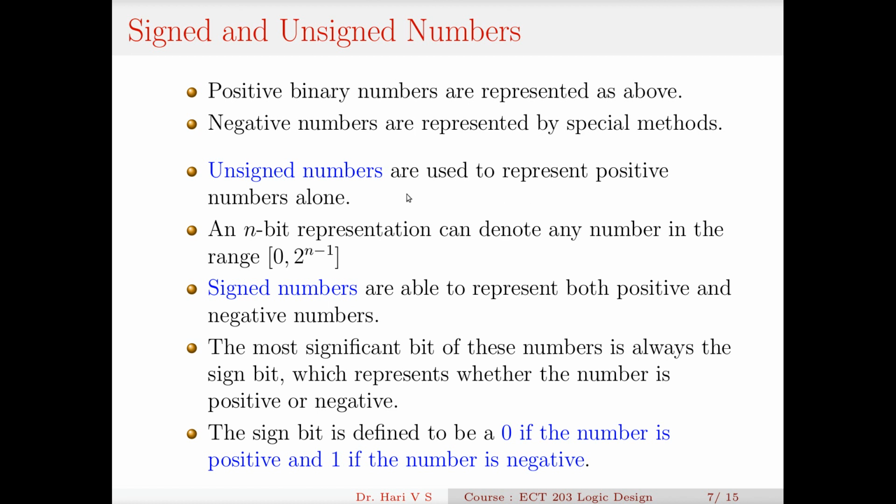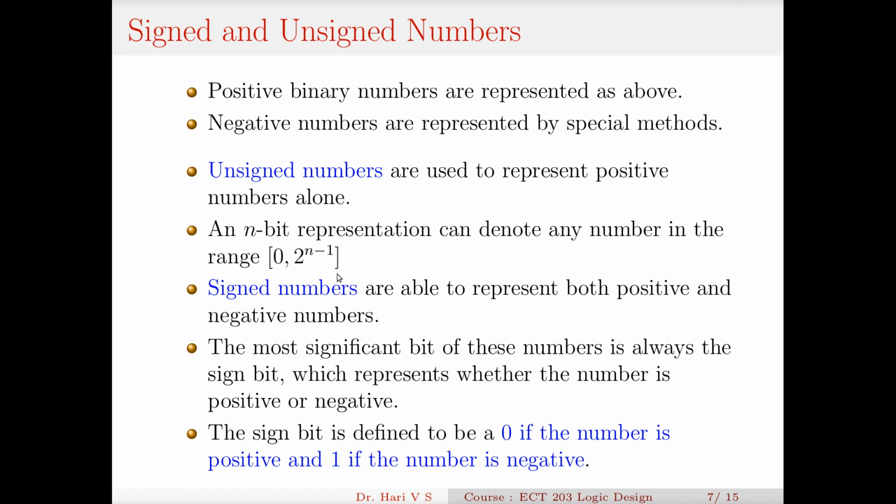positive numbers alone. An n-bit representation, suppose a 3-bit number, can represent numbers from 0 to 2 raised to n minus 1. For a 3-bit number, 2 cubed is 8, minus 1 is 7. So it is not 2 raised to n minus 1 alone; the range is 0 to 2 raised to n minus 1. I will correct this when I finalize the presentation.